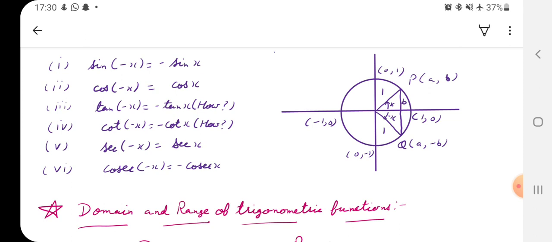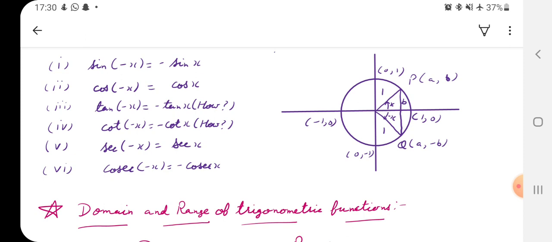That means 1 by cos x, which is secant x only. So secant of minus x is equal to secant x. And similarly cosecant of minus x will be equal to minus cosecant of x. Clear? Now, how is sine of minus x equal to minus sine of x?